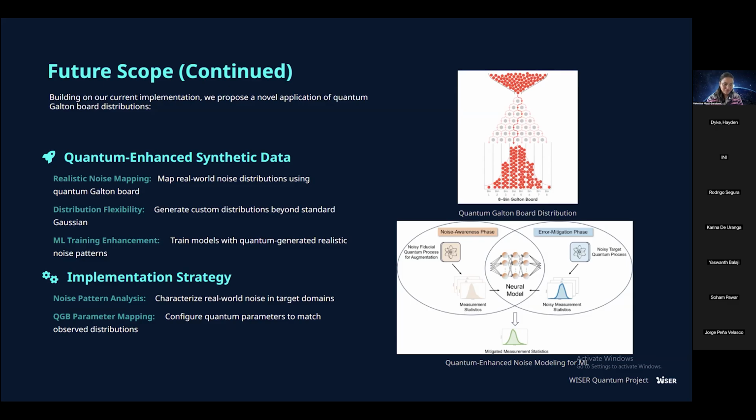And then we modeled our Galton board generator function in such a way that we can tune the distribution shape using the theta parameters of the RX gates. So for the mapping part, we just have to map the theta parameters to the shape of the existing problem. So it's almost kind of like an unsupervised learning type of thing.